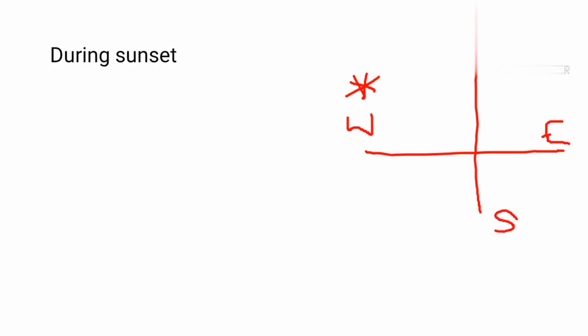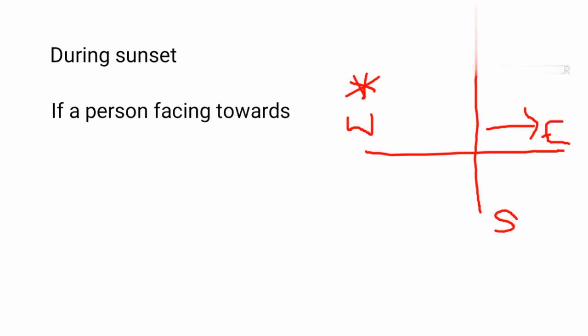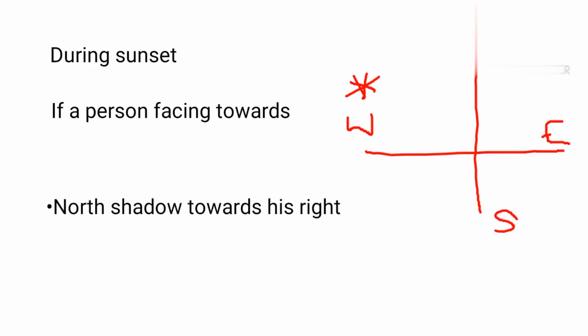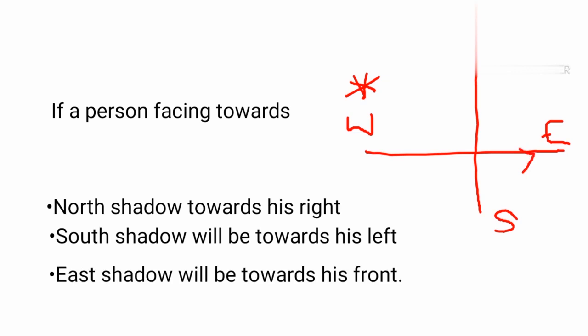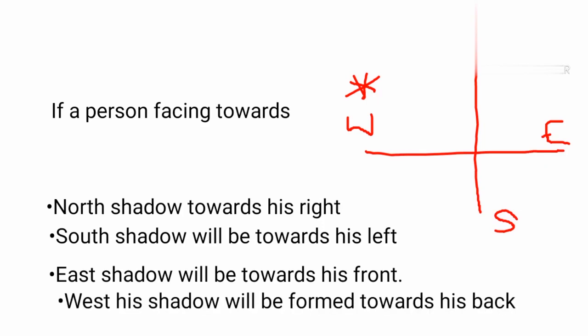Now, during sunset, we know that sun sets in the west. So, the shadow will be always formed towards the east. Suppose if a person is facing north, his shadow will be formed towards east, that is towards his right. And if he is facing towards south, his shadow will be formed towards his left. Suppose if he is facing towards east, his shadow will be formed in front of him. And if he is facing towards west, his shadow will be formed towards his back. So this you have to keep in mind.